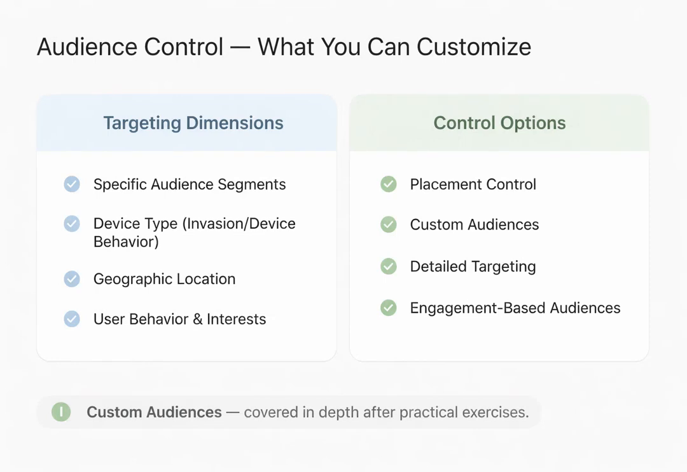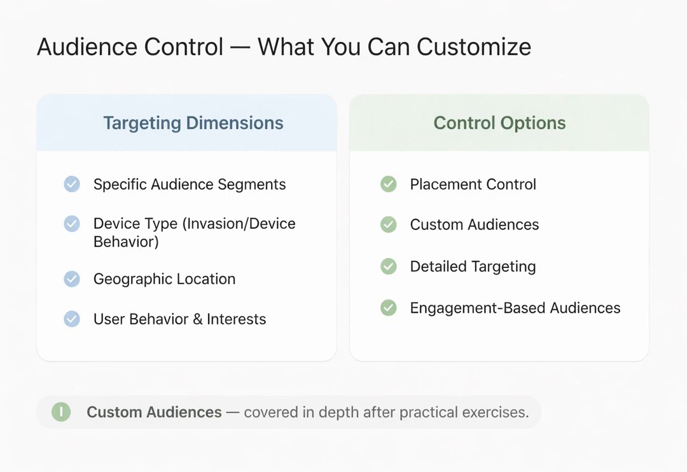Audience control goes beyond just location. You can target based on device type, for example, only showing ads to people on mobile. You can filter by behavior, meaning people who have taken specific actions online. And you have placement control, deciding whether your ad appears in the Facebook feed, Instagram stories, Messenger, and so on.